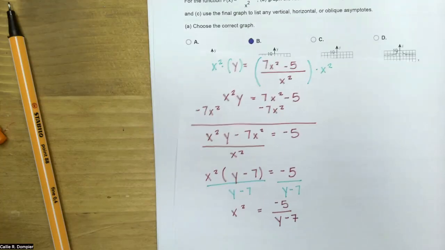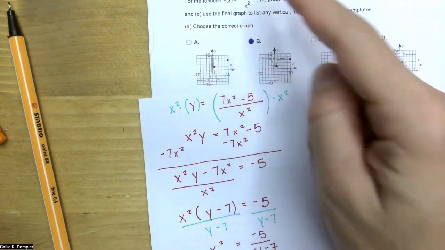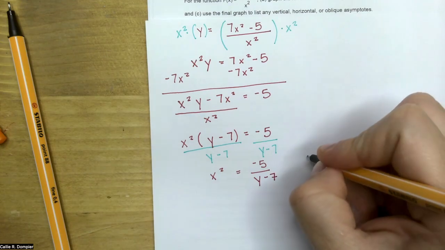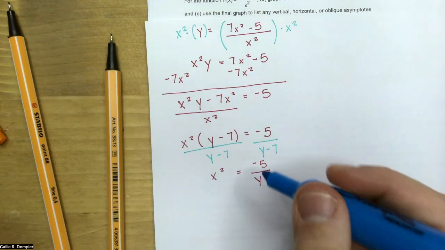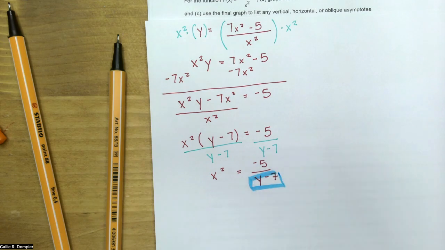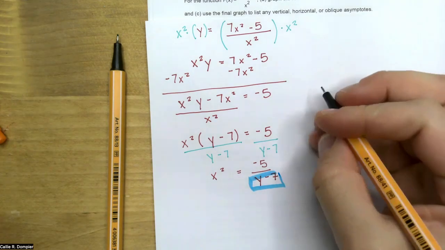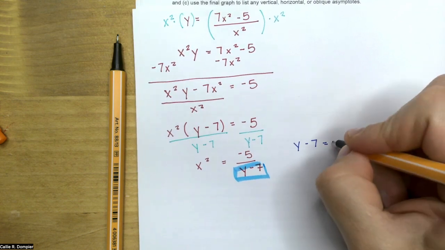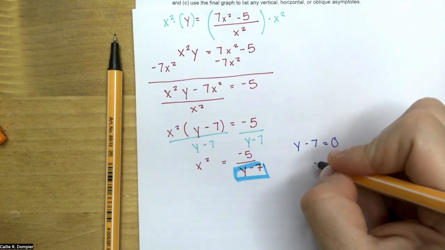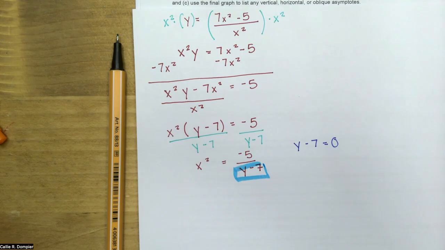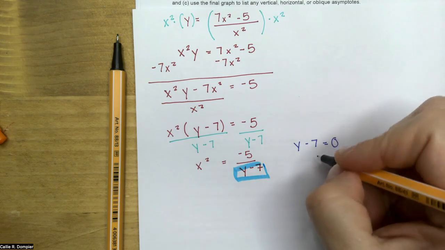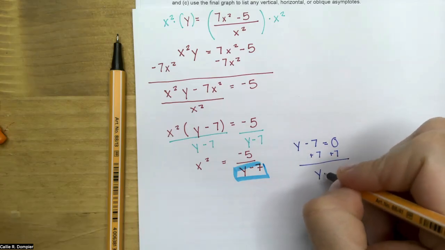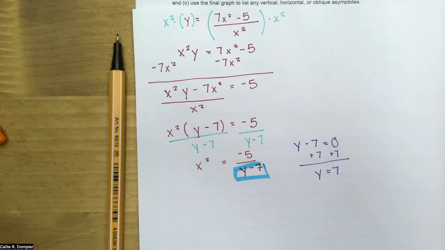Now we're going to do the same thing we did here, where we took the denominator and set it equal to 0 and say, what can it not be? So our denominator was y minus 7. y minus 7 equals 0. So if I add 7 to both sides, y equals 7. So that is the one thing it cannot be.